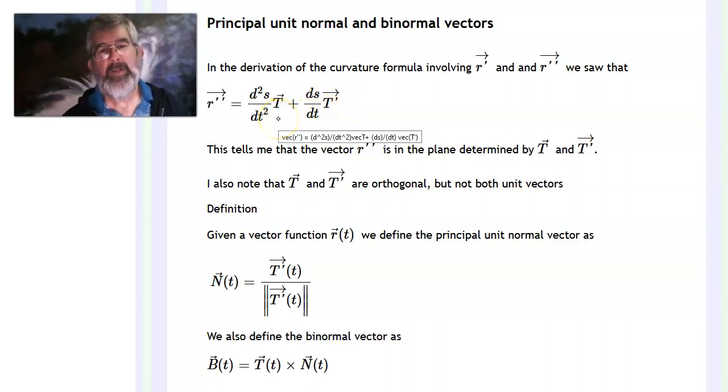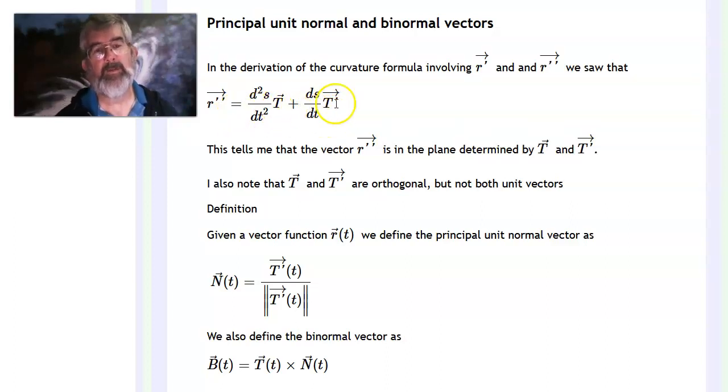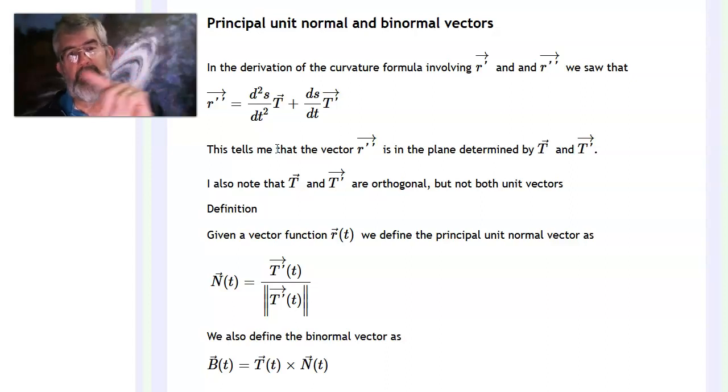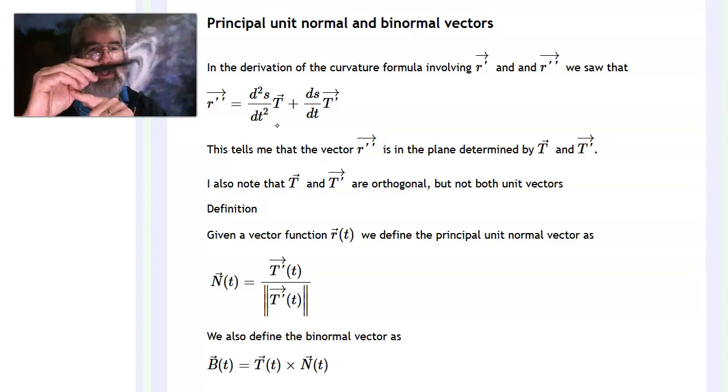Right? This relationship tells me that the three vectors, which is the second derivative, the unit tangent vector, and the derivative of the unit tangent vector, all lie in the same plane. Right? If one of them is a linear combination of the other two, then they're all in the same plane. So when I think about a vector function, right, so I think about a curve in space, the vector T is the unit tangent vector. It's pointing in the same direction as the curve is moving, right, as the particle moves along that curve. Now, there's a whole plane worth of vectors that are perpendicular to that unit tangent vector.